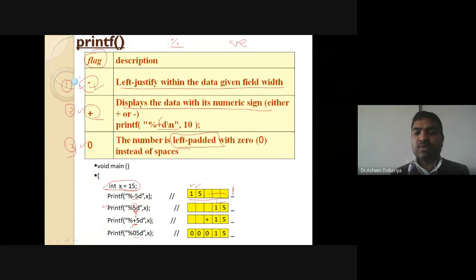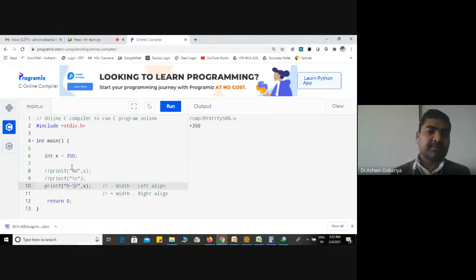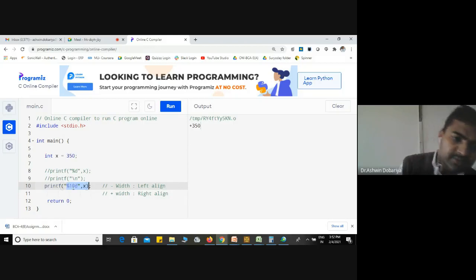But this is very interesting. Suppose you don't want to leave a blank over here, but instead of blank you want to pad or display 0, then you mention 0. In our example, what is the output of this? Tell me. X is equal to 350 and printf percentage D X. What is the output? You tell me where the space will display, where the data will be displayed, and how many spaces will be displayed.